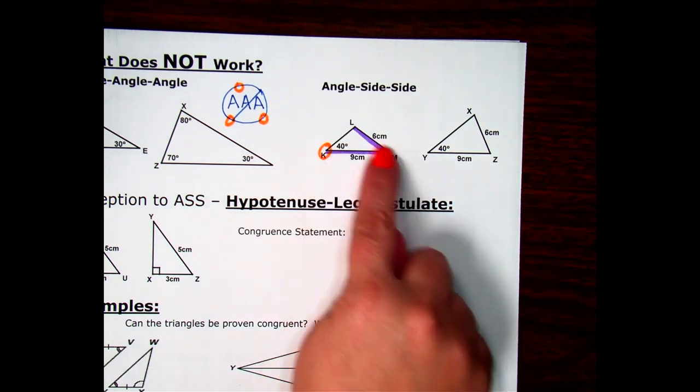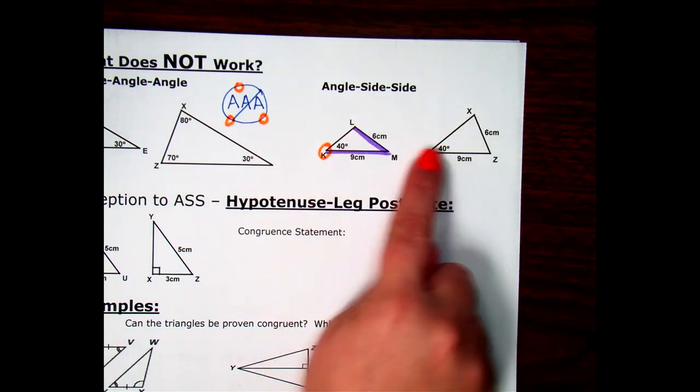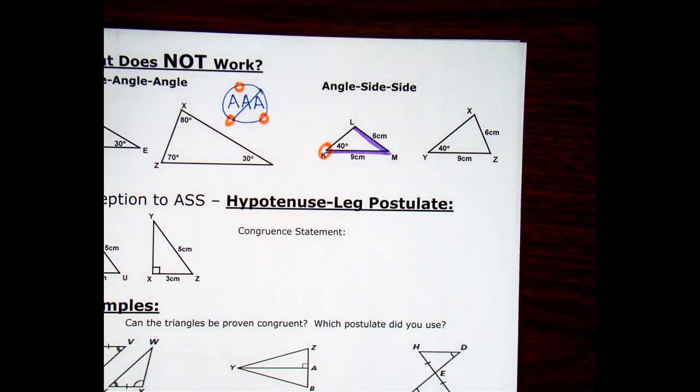So even though it's 9 and 6, 9 and 6, and this angle hasn't changed, it's not going to be congruent triangles.